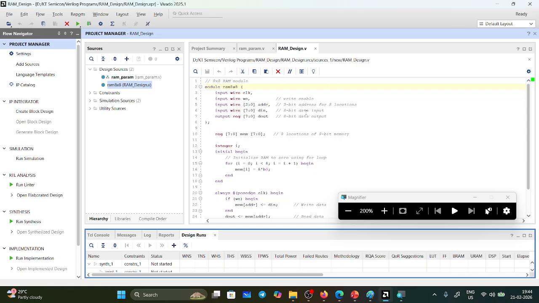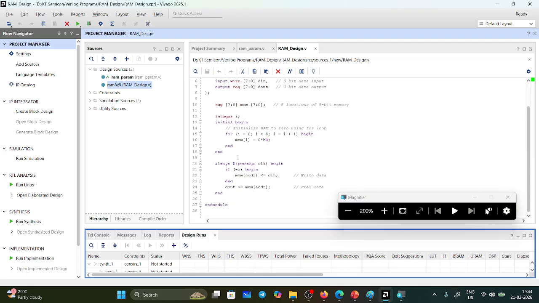You need to declare the clock and write enable. Write enable I am using, and this is the write address, 7 down to 0, 8 bit, and 8 bit data. I am creating the RAM, then clearing the RAM locations, and after that the write operation. Always at the positive edge of clock begin, if write enable equal to enable, then begin mem of address equal to d in, end, and d out equal to mem of address. That is the read operation. Here itself I am doing the write and read operation.